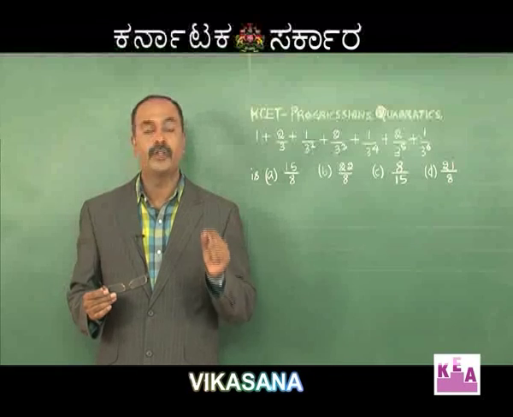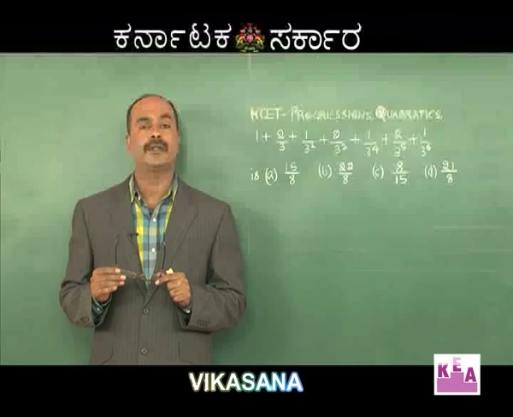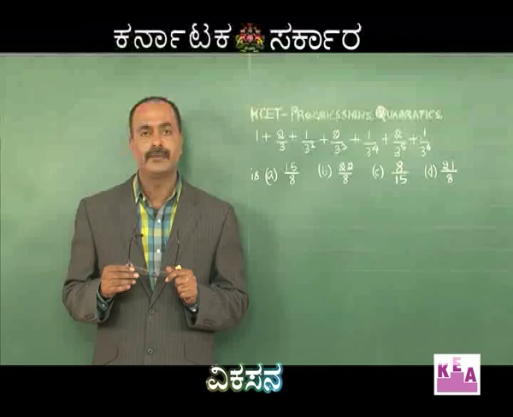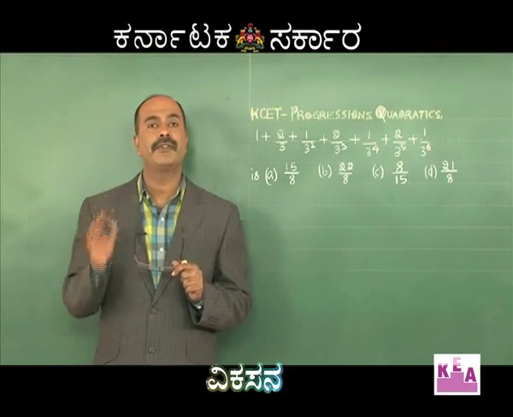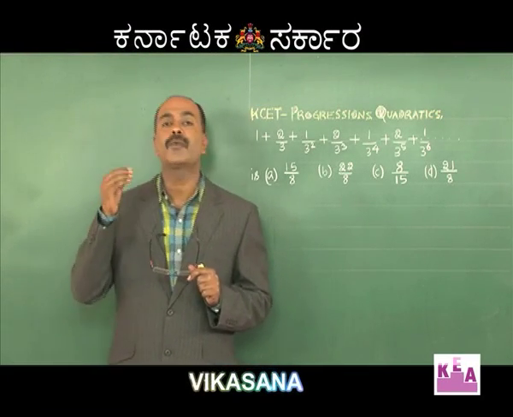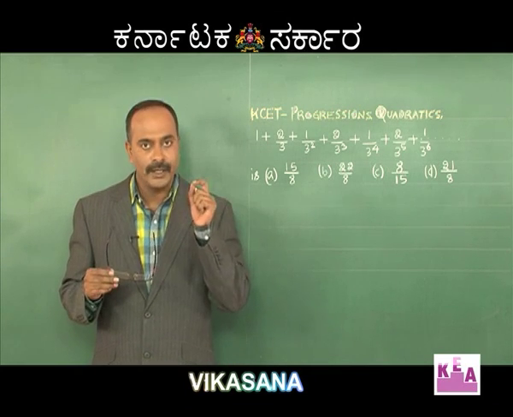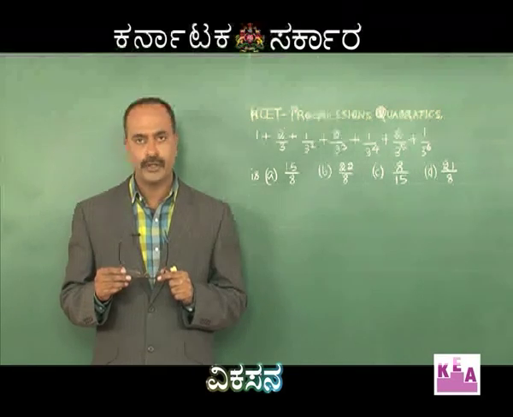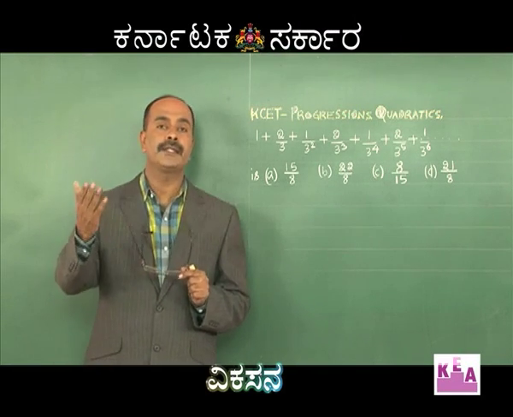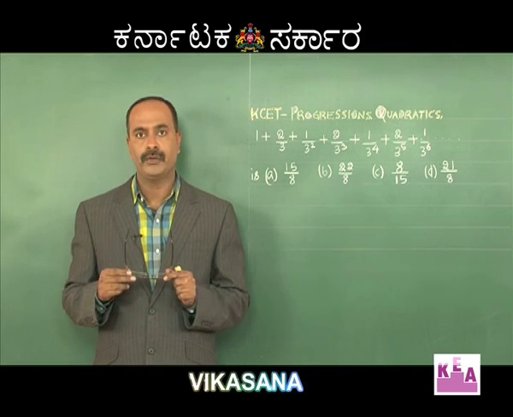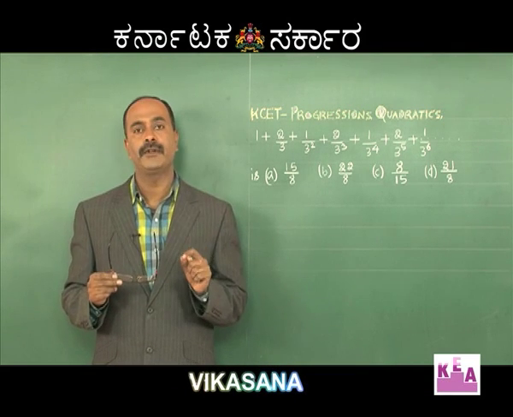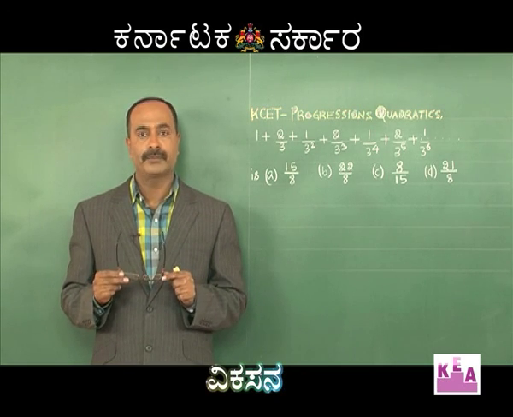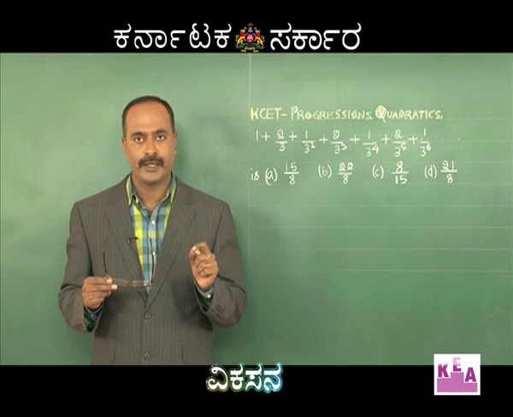Dear students, you must know one important information before discussing this particular problem. What is that? Sum of infinite terms of a geometric progression is S infinity, given by A by 1 minus R, provided modulus of R should be less than 1, and A is the first term, R is the common ratio. I hope you have studied this in your 10th standard and well understood it in your 11th standard.